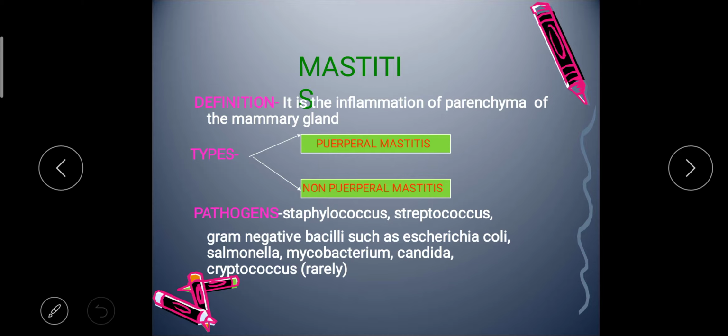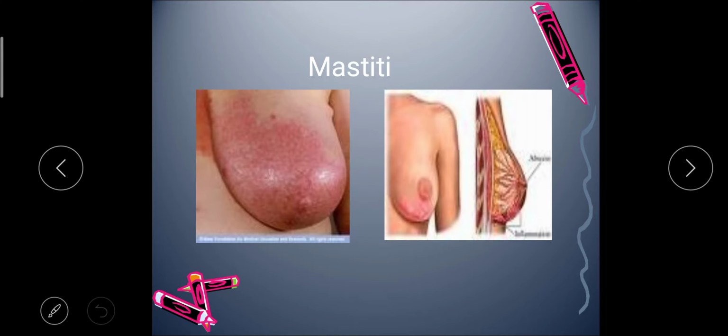So what causes mastitis? What bacteria are responsible for causing mastitis? That is staphylococcus, streptococcus, gram-negative bacilli such as Escherichia coli, salmonella, mycobacterium, and rarely candida and cryptococcus. So these are a few pathogens which can cause mastitis. You can see the picture. In case of mastitis, the breast will be like this: infection and inflammation.